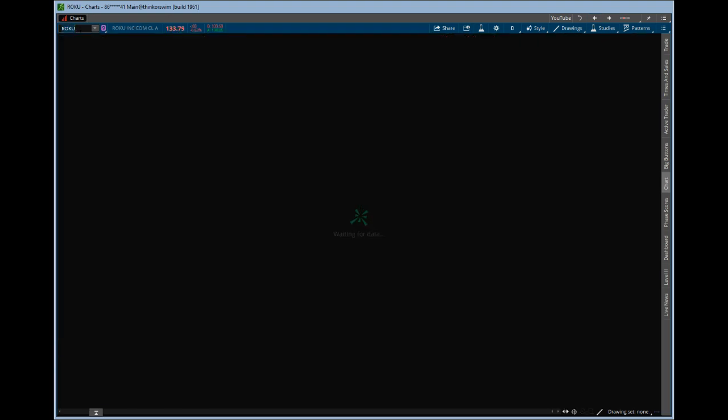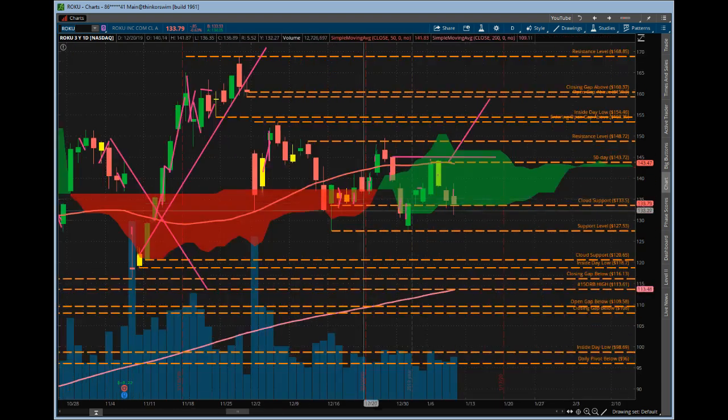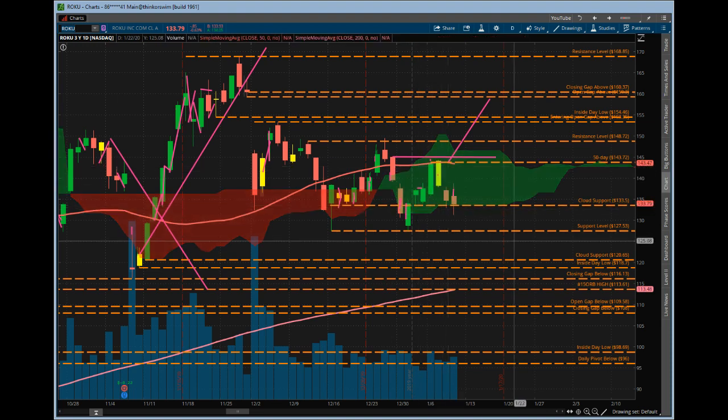Let's do this, Roku. Roku hasn't really been participating in a lot of this recent up move. Inside day down, right after this big shooting star here, kind of came back down, worked its way up into the cloud. Inside day, back down, but it's holding the cloud base right here. So you can see I've got all these levels that we use, right, intraday. So you can see it makes it really nice.